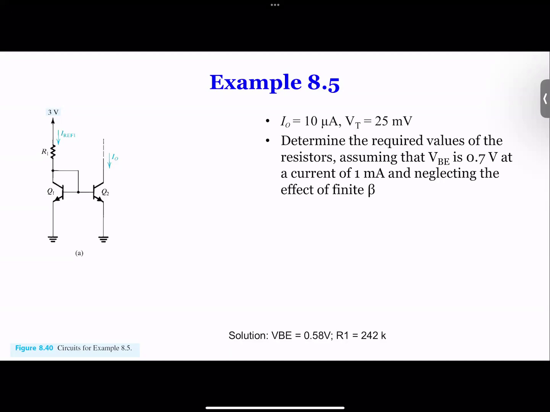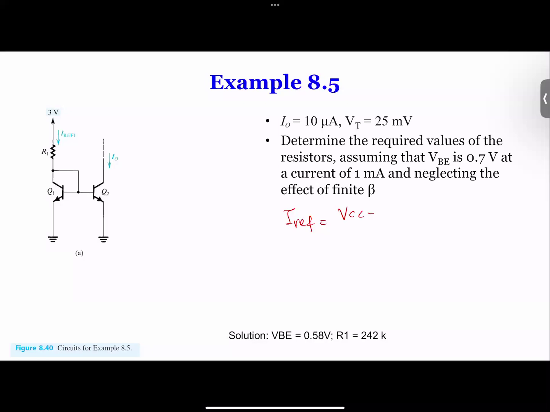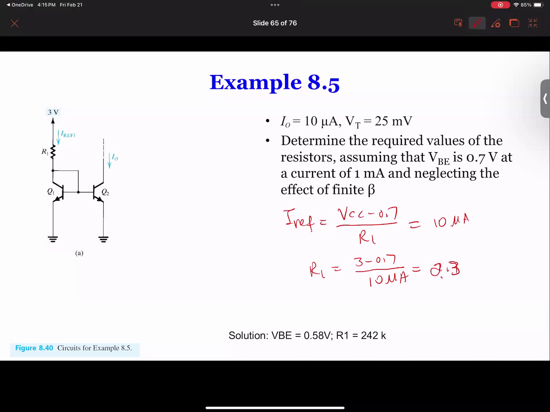And then the current, I reference, how do you calculate I reference? It's going to be your VCC minus 0.7 divided by R1. And I reference is 10 microamps. So we get R1 equal to VCC, which is 3, minus 0.7 divided by 10 microamps. That gives you 2.3 volts divided by 10 microamps, so 0.23 megaohms, or 230 kilo ohms.